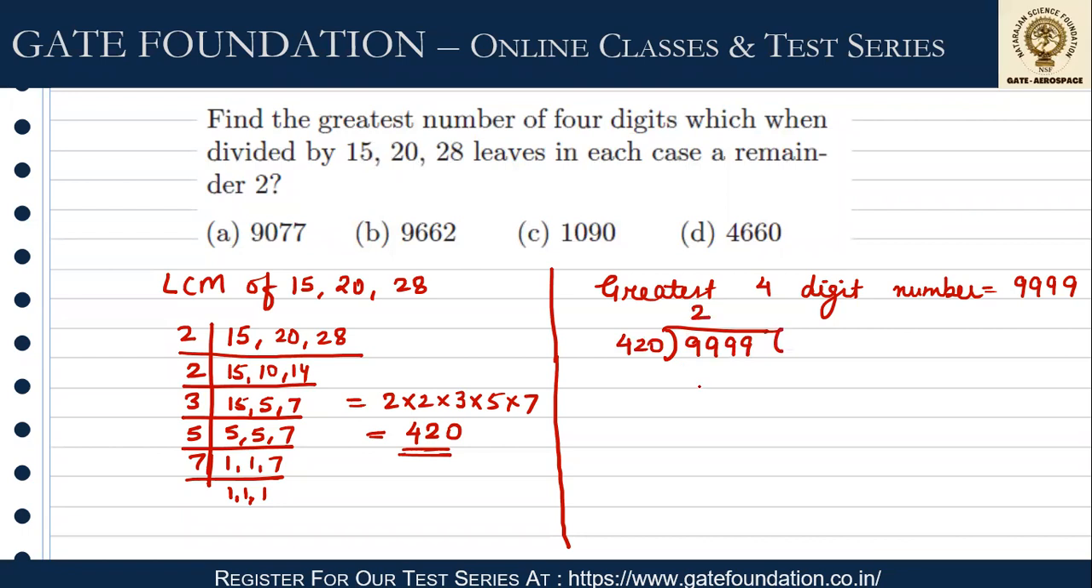So I'll get 2 times 420, which is 840, and I'll be left with 1599. Again, I'll multiply it by some number. By multiplying by 3, you will get 1260. So you get 339, and 339 is going to be your remainder.